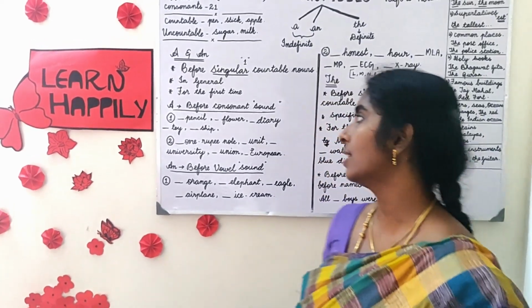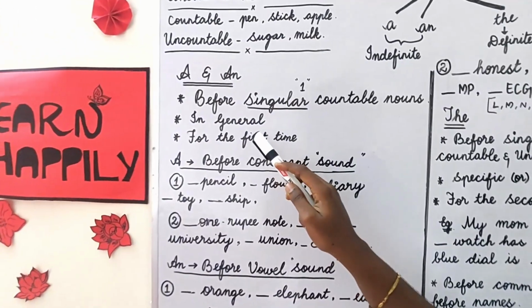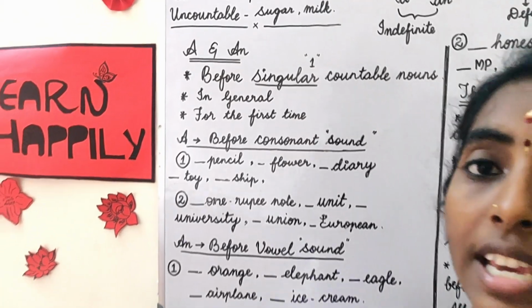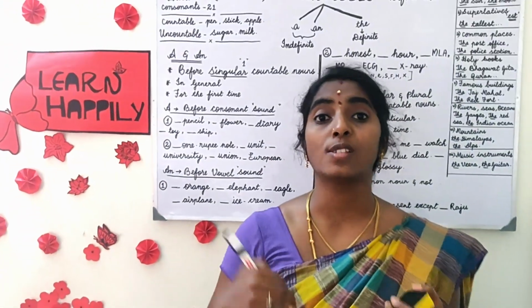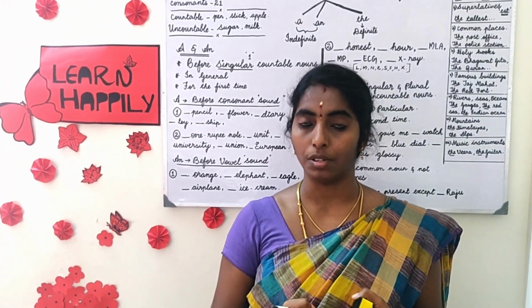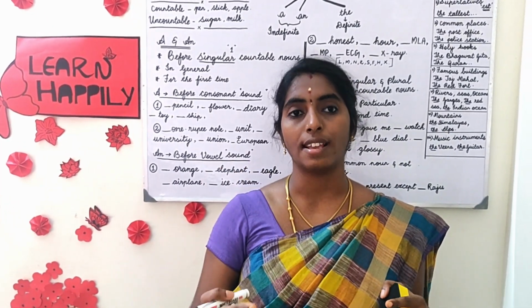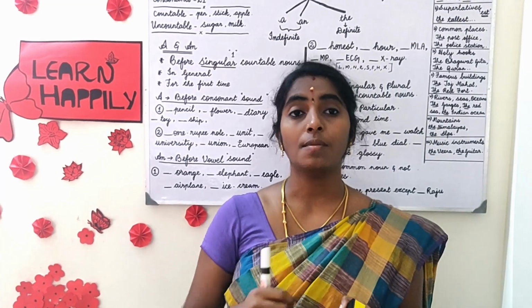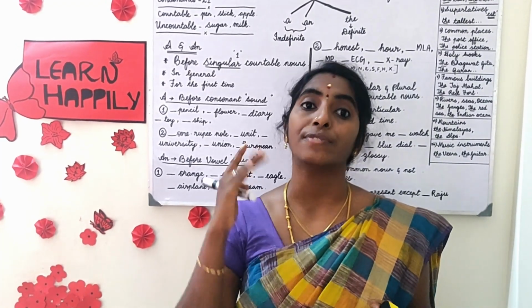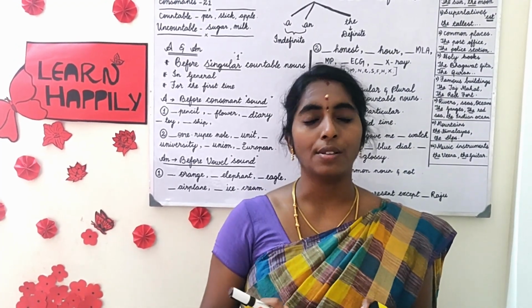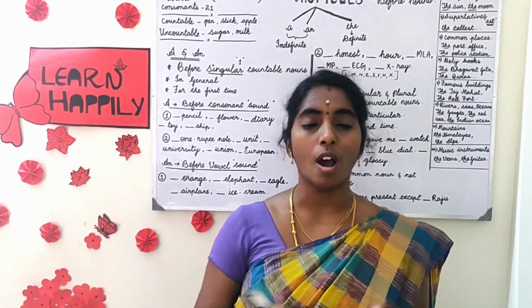Okay. Next to that, in general, I told you in the very beginning itself. Okay, I saw a doctor. I gave you the example. So in general, when you are saying something, in such cases you can use a. Similarly, when you denote something for the first time, in those places also you should use a or an.